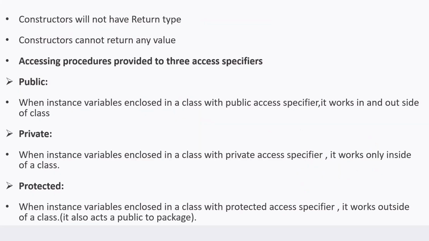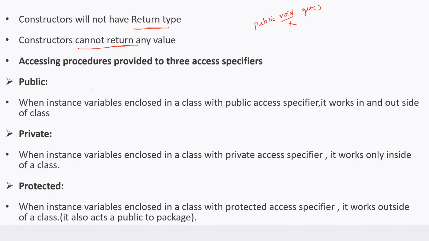Now constructors will not have any return type. As they don't have a return type, they cannot return any value. For example, if I declare a method in this way, public void get, let us suppose get is my method. For this method, you can have a return type. But for a constructor, a return type is not allowed. Constructors do not have any return type, so they can't return any value.